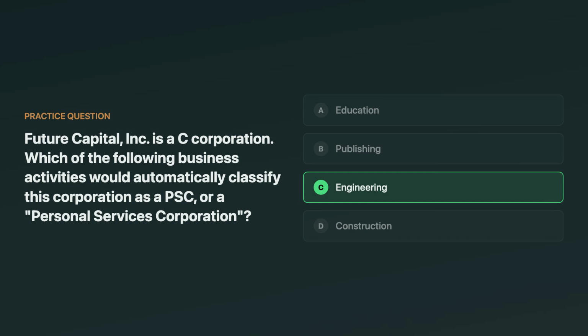The correct answer is engineering. Engineering is one of the enumerated personal service fields, along with things like law, health, consulting, architecture, accounting, actuarial science, and performing arts. A tempting wrong answer is education, because it sounds like a service, but it's not on that specific PSC list tested on the EA exam.